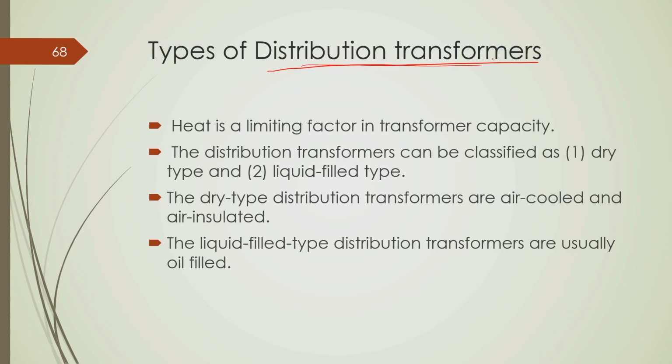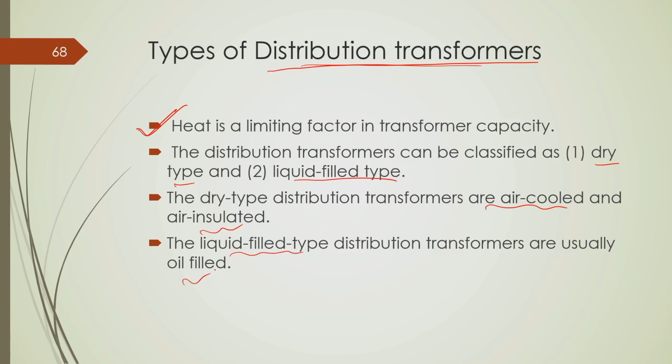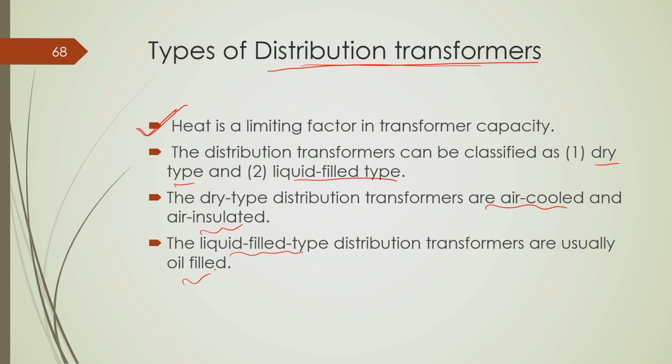Only a few important things you should know: heat is basically the limiting factor for the rating or capacity of the distribution transformer, and we have different types of cooling arrangement, which may be dry type or liquid filled type. Dry type is also called air cooled or air insulated distribution transformer, which is of very small size and nowadays rarely used. But liquid filled type distribution transformers are usually oil filled and mostly used. Sometimes an extra blower is also fitted, which is called secondary coolant, in order to cool down the oil inside the transformer. And we have different types of connection of distribution transformer, which I will not discuss in detail.